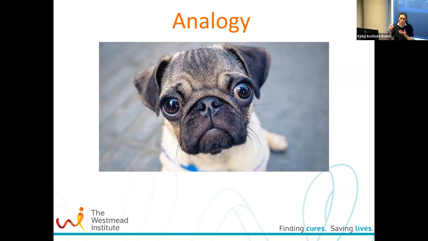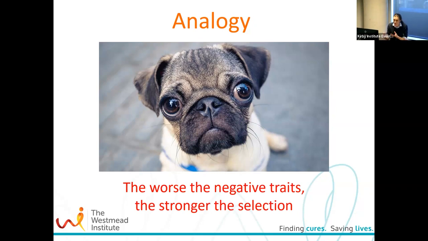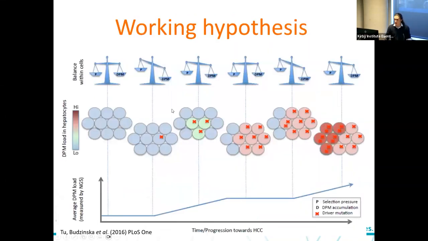So the thought would be there must be some driver to counteract all of these health problems associated with these dogs, because there would be no way they could survive otherwise. That's basically the concept: the worse the negative traits, or the buildup of those negative traits, the stronger that selection. And that's what these DPMs are. So we've got this working hypothesis: as driver mutations occur, the DPM load increases over time and increases as you get to cancer.